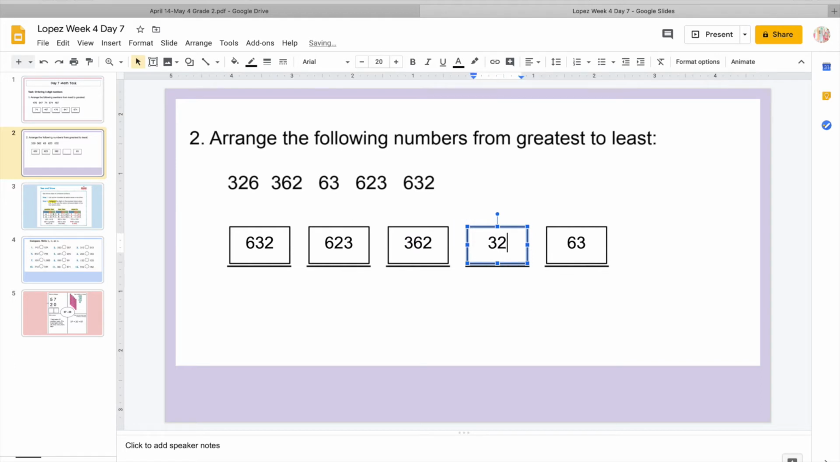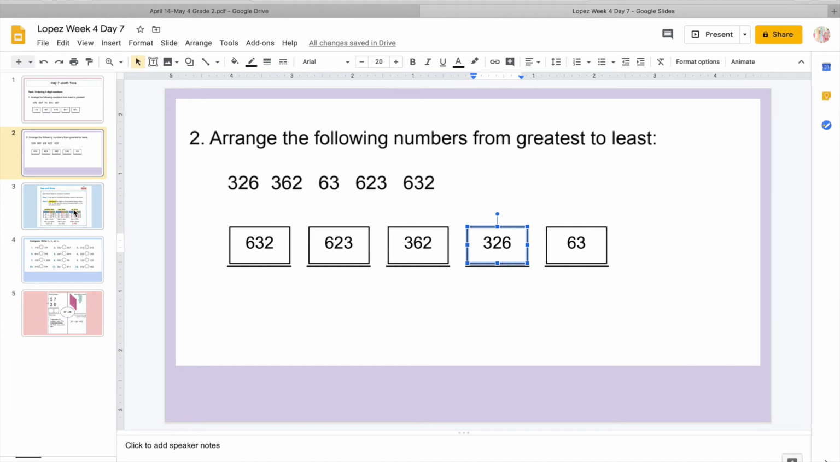326. So again, you guys, you are just focusing on the value of each digit in those numbers based on the place value. So focus on the place value. If the digit is in the hundreds column, we know that every digit in that column is going to represent how many hundreds you're going to have.